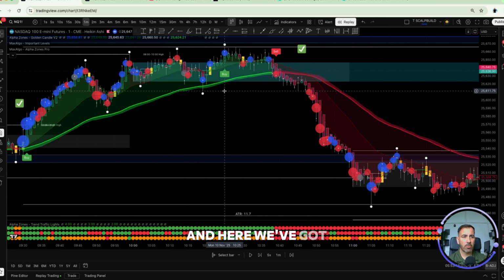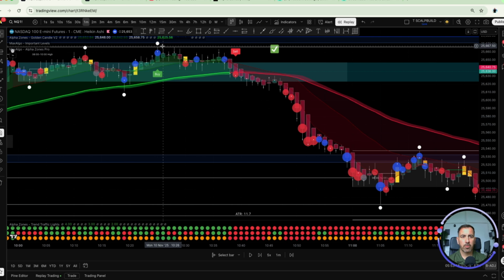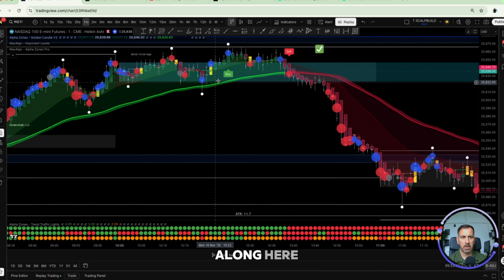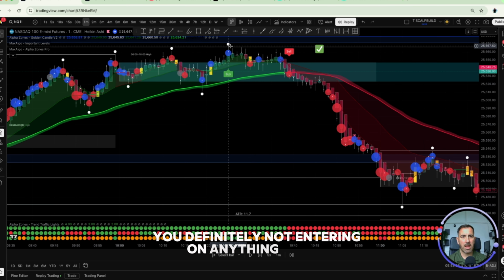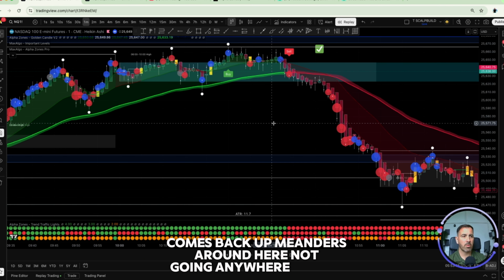And here we've got a buy signal. We've come up, we've got a stop above, everything's aligned, but as you'll see in this hour, we've come along here. You're definitely not entering on anything other than a stop here. And it reverses, comes back up, meanders around here, not going anywhere near it.